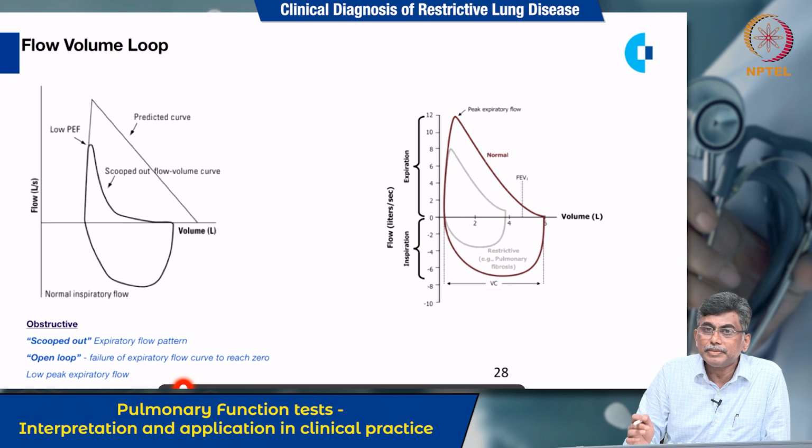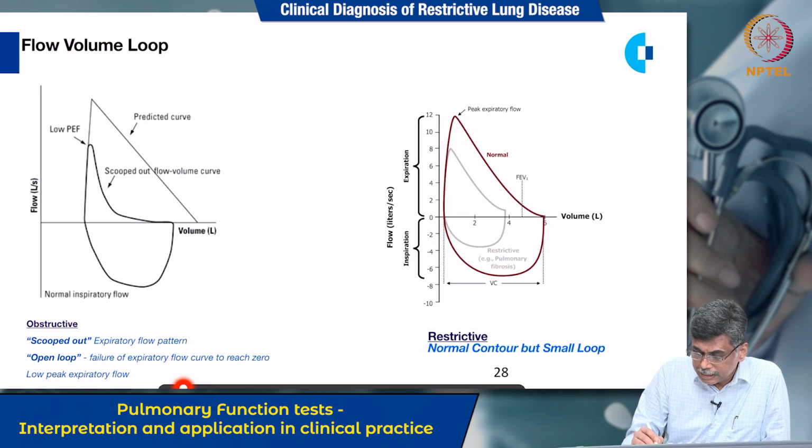Now the flow volume loop with regards to restrictive lung disease, which we have already seen, is following the same contour, but what is there is everything is small. So it is a normal contour but a small loop. So these are the differences between restrictive lung disease and obstructive lung disease.